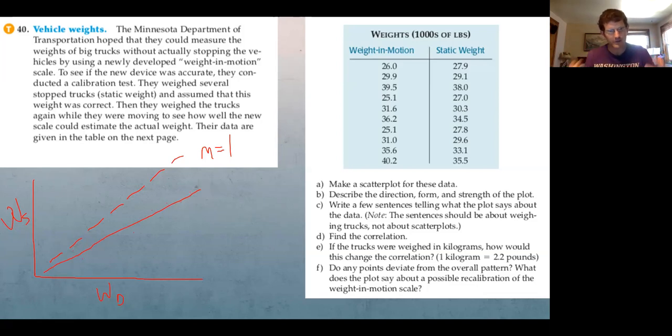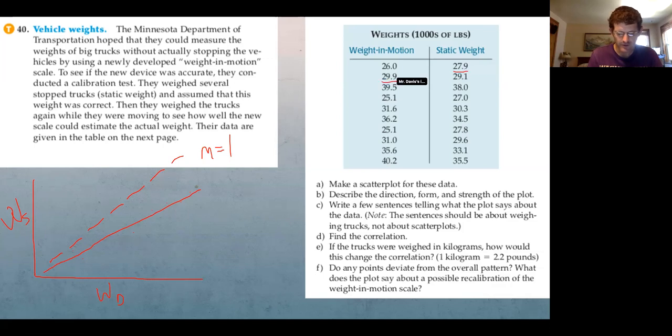You have to think about algebra. You have to think about what does a perfect calibration look like. So a slope of 1 means that whatever the driving weight is, it's pretty much spot on with what the static weight is. But we're off a little bit, and it tends to be, if you look at this, I'm going to underline, comparing the weight and motion to the static weight, the heavier one. So static weight was a little heavier there.